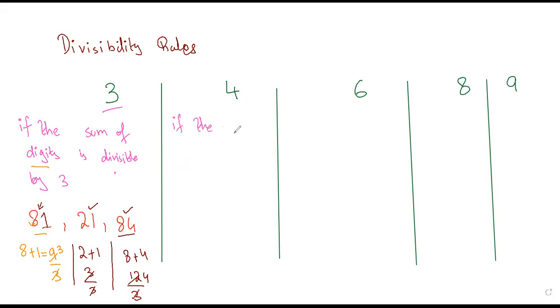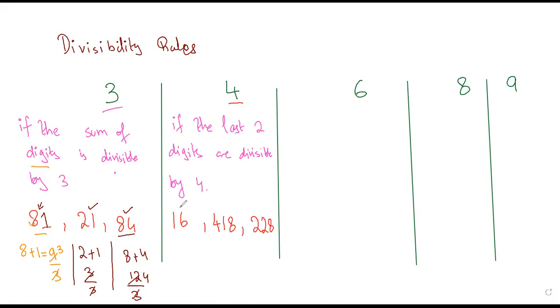Okay. Then for 4 we have: if the last two digits are divisible by 4. Okay. So let's talk about examples. Now for 4 they are saying if the last two digits are divisible by 4. Right. So what if we have 16 and what if we have 418? Then what if we have 228? You guys can double check this on your calculators as well. You certainly get the correct answer.